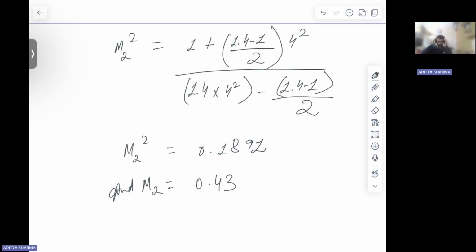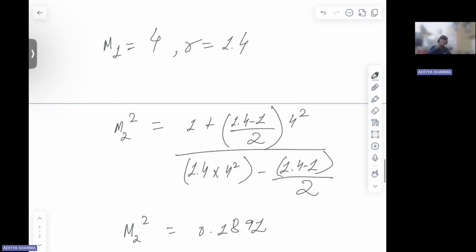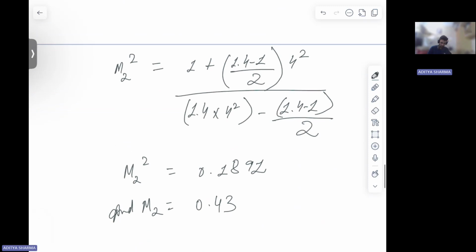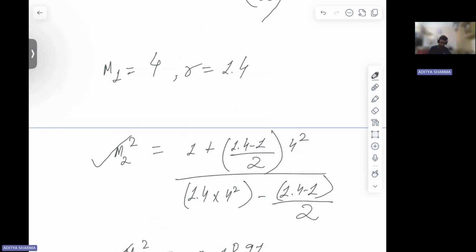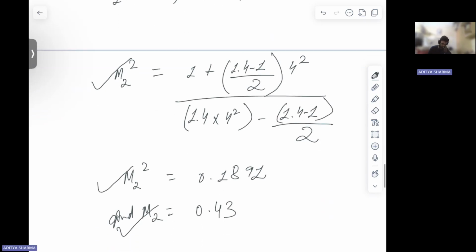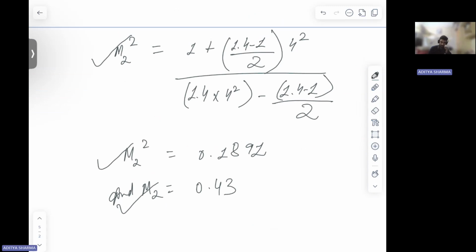Okay, so this is what I'm getting. Now, to what extent this calculation is correct, I'm not sure, as I have performed it using my cell phone only. But the thing is that your Mach number has come out to be subsonic. And in reality also this happens: across a normal shock wave, the Mach number falls down to a subsonic value.